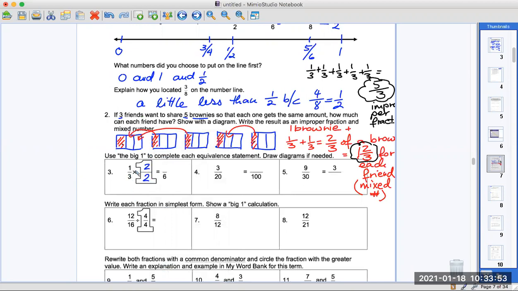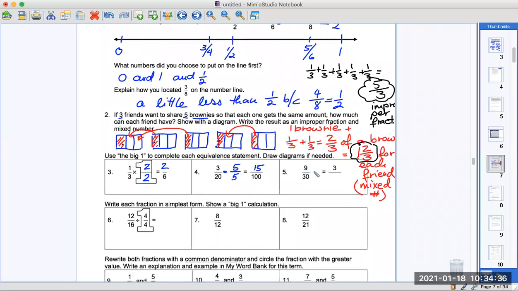3 times, see, they have the x here, which it's okay, but we want to get away from that. 3 times 2 is 6, 1 times 2 is 2. So these are equivalent fractions, okay? So now we don't need that shape, we're just going to times 20 times what is 100? It's 5. 20 times 5 is 100. So this is your big one. 3 times 5 is 15.